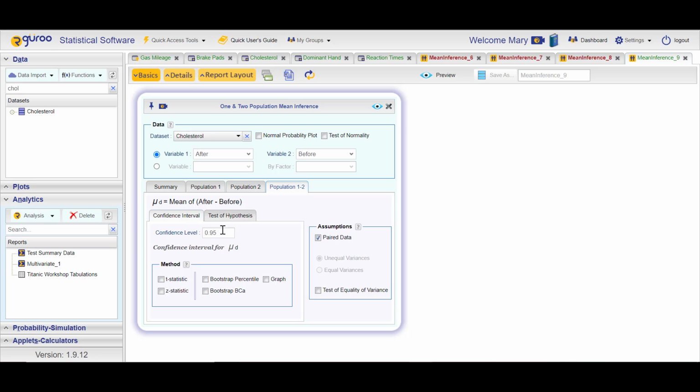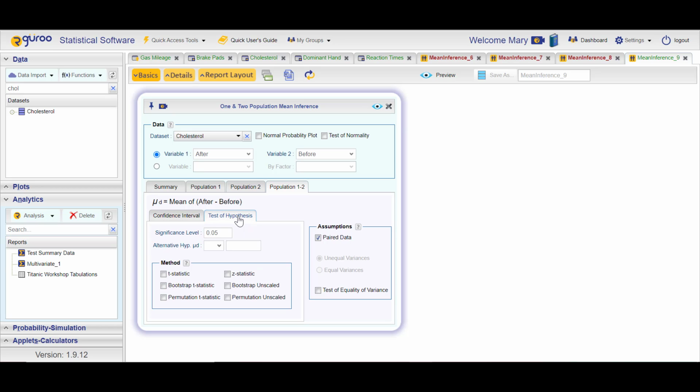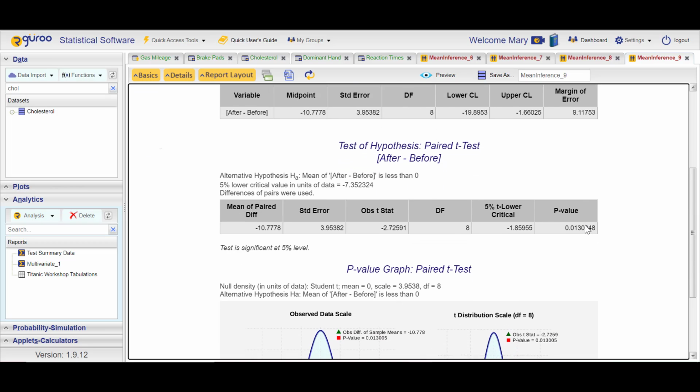Go to population 1, 2. We're doing 5% significance level. That's a 95% confidence level. T-stat, we're doing lower than 0. Again, T-stat, make sure paired is checked. Preview, we're writing down our confidence interval.